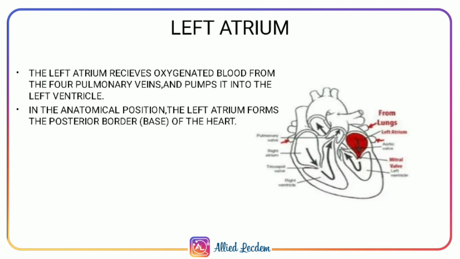The right-sided heart receives deoxygenated blood and sends it for oxygenation via the pulmonary artery. After oxygenation, the blood is collected by four pulmonary veins and they drain the oxygenated blood into the left atrium. Anatomically, the left atrium forms the posterior border of the heart.